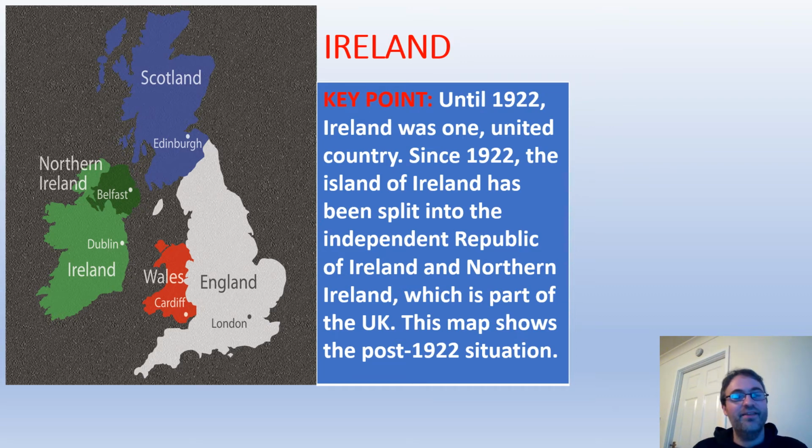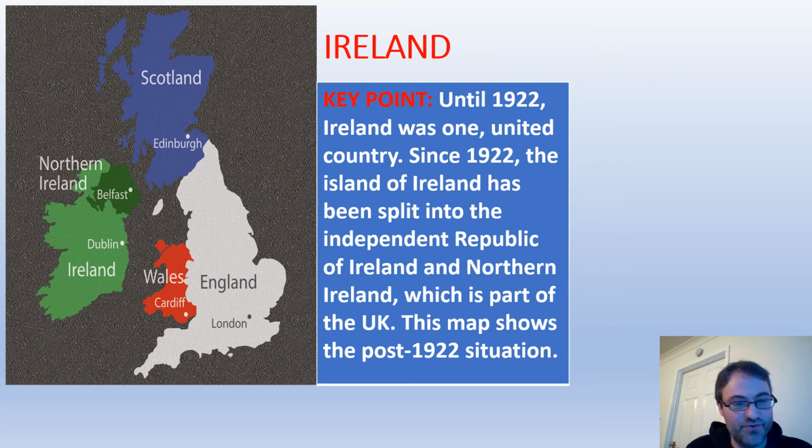So here we are. This is the British Isles. We've got England, Scotland and Wales. We've got Northern Ireland and we've got the Republic of Ireland. So this is a modern day map of the British Isles. Now, there's something really important that we need to say at this point. When we're looking at the wider history of Ireland, what you need to know is that until 1922, Ireland was actually one united country. There's no such thing as Northern Ireland as a separate entity, so we simply have the island of Ireland up until 1922.